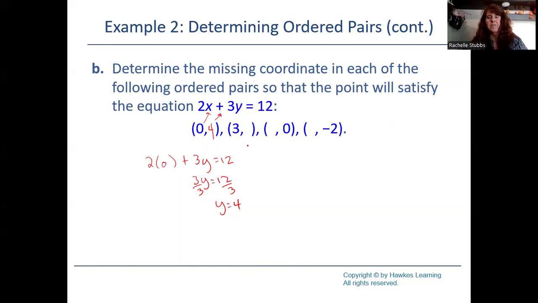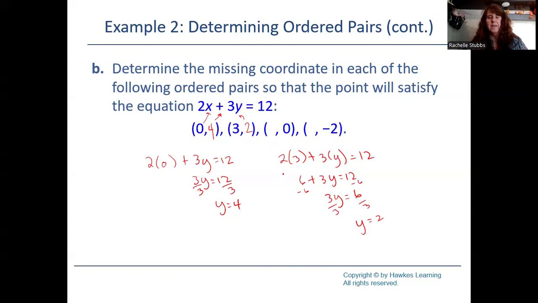And we could try the same thing for 3. Put 3 in for x, 2 times 3, plus 3 times y equals 12. Well, 6 plus 3y equals 12, or 3y equals 6, because I'm going to subtract 6 from each side, and then divide by 3, and y equals 2. So I could say the ordered pair 3 and 2 works and satisfies that equation.